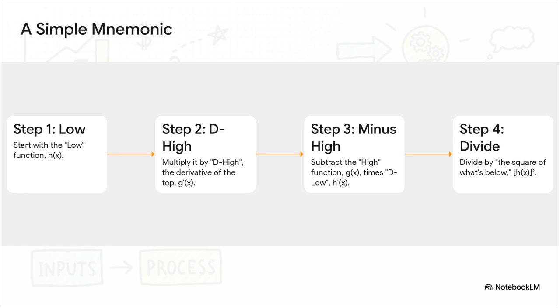See? This little rhyme perfectly lays out the entire formula for you. H of x times g prime of x minus g of x times h prime of x, all of it divided by h of x squared. And make sure you get that subtraction in the right order, which, trust me, is the number one place where people mess this up. Okay, let's move on and see how this all clicks into place in a real-world scenario.